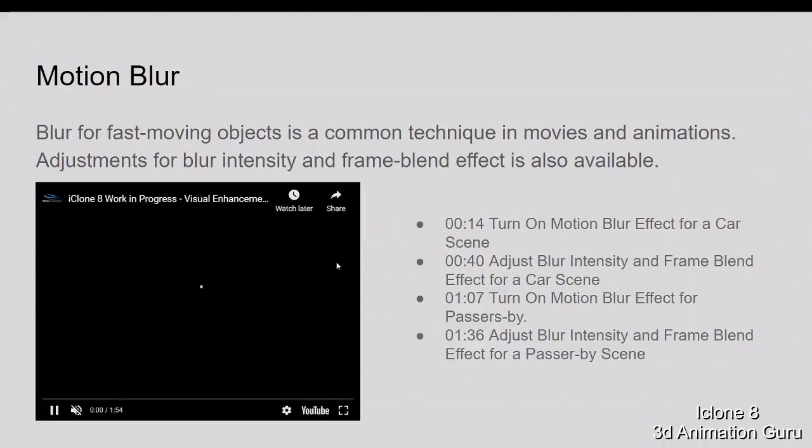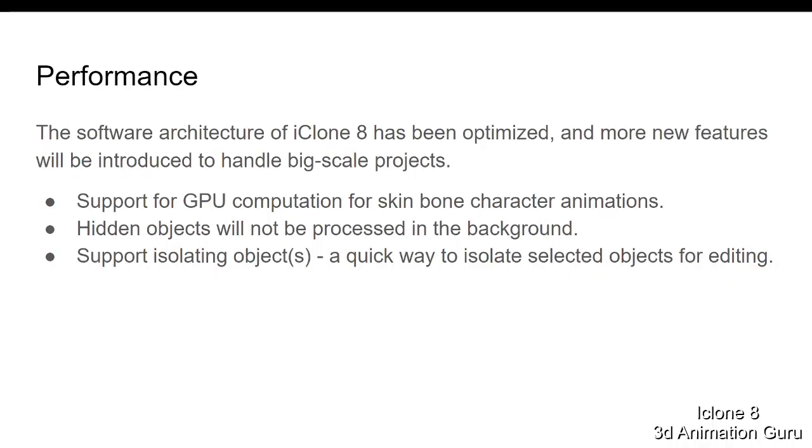By the performance, the software architecture of iClone has been optimized, and more new features will be introduced to handle bigger scale projects. If you have ever used iClone 7, you cannot do a project that requires so many files inside because it hangs and everything. So support for GPU computation for skin, bone, character, and animation. Hidden objects will not be processed in the background, and support of isolation object and quick key of isolation.